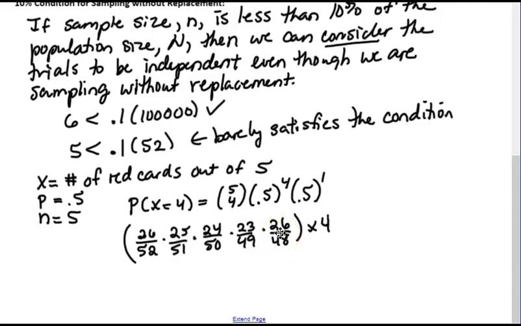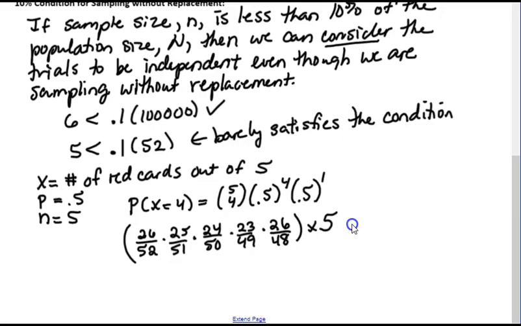But just like the ones we've done in the past, I wouldn't necessarily draw red, red, red, red, black. I might draw red, black, red, red, red, or something. So these 5 numbers would still be in the numerator, and these 5 numbers would still be in the denominator, but the order could be switched around 5 different ways. That would be times 5, because there's 5 different ways to get 4 out of 5.